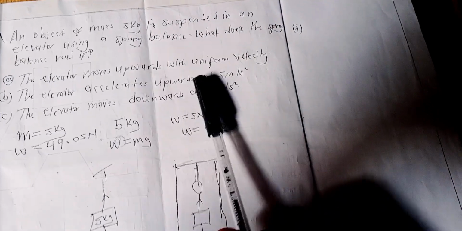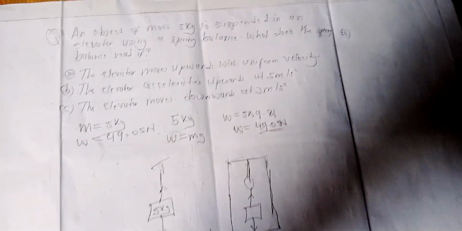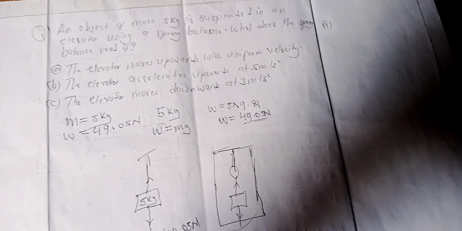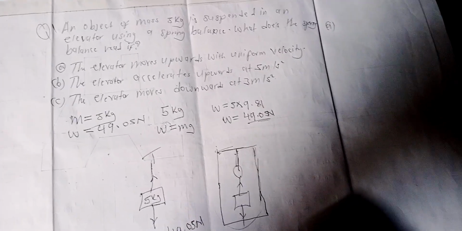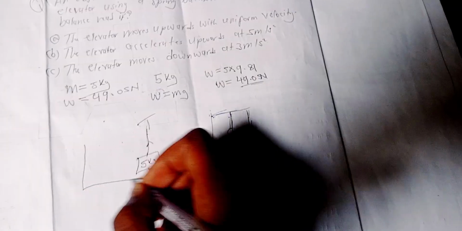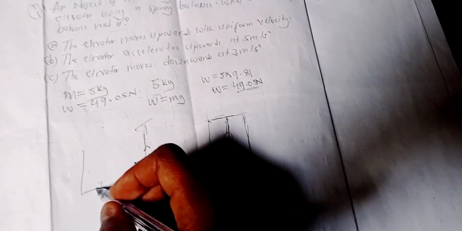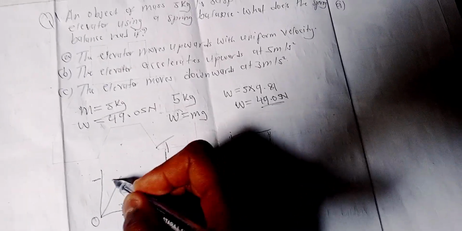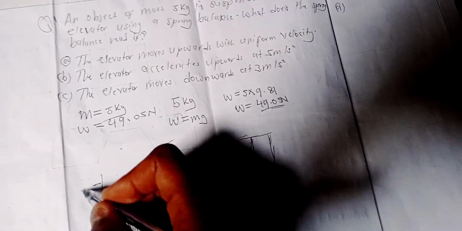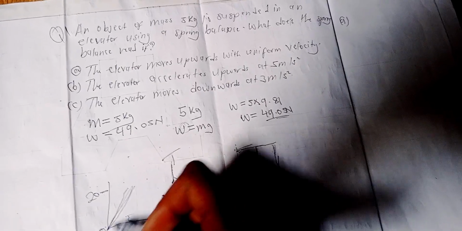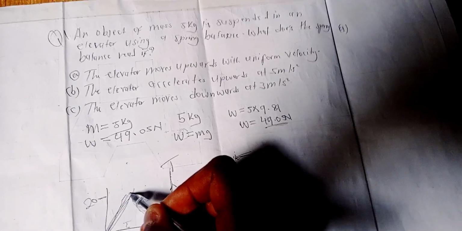The elevator moves upward with uniform velocity. For us to answer this question, we need to go back to linear motion. When we say an elevator moves upward with uniform velocity, in a linear motion, when an object moves from 0 to somewhere here, let's say 20, this is not velocity, this is an acceleration. It has accelerated from 0 to 20.